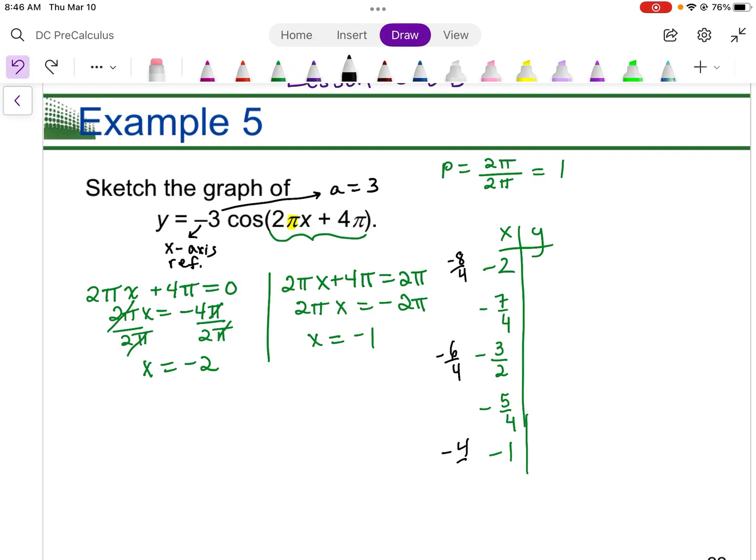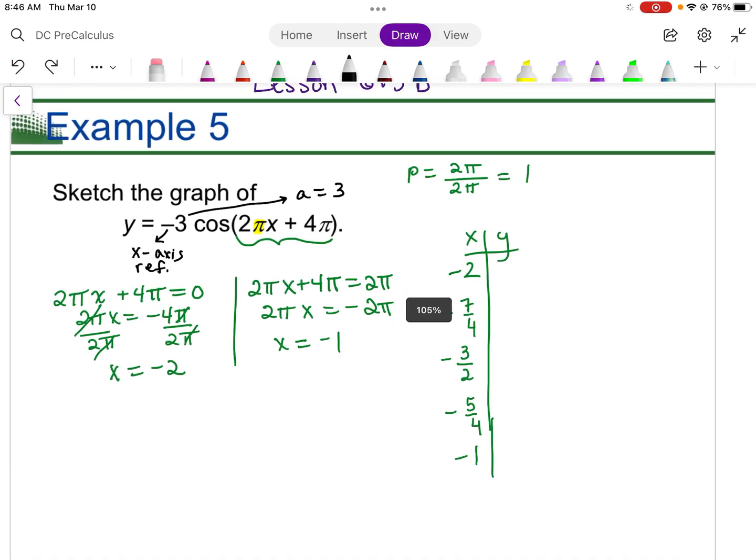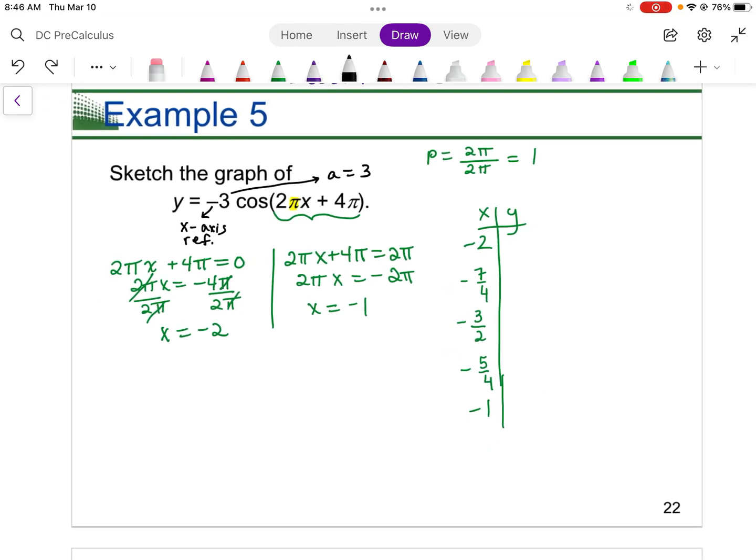Okay, let me get rid of all of this extra stuff. For the first few x values, I'm actually going to substitute them into my equation so that you understand where I'm getting my y value. After that, I'm just going to go around my unit circle here and work with these ordered pairs.